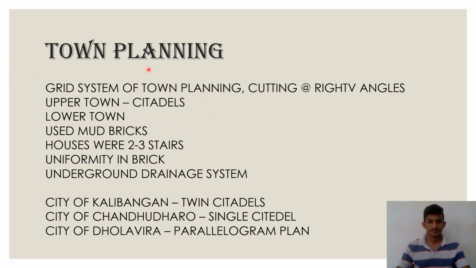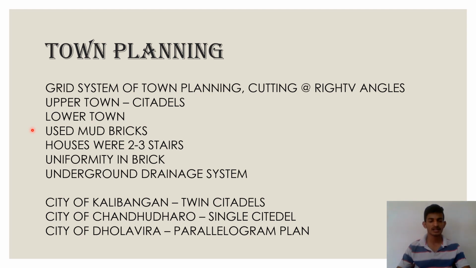Town planning. The towns and the cities of the Indus Valley Civilization were built very beautifully. They were built with the help of the grid system. The streets of this civilization were cutting exactly at right angles. The whole city or town is divided into two halves. One is the upper town. Upper town is also known as the citadel. These citadels were buildings which are fortified. They were also called palaces. And the second one is the lower town.